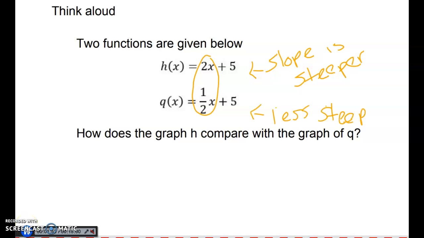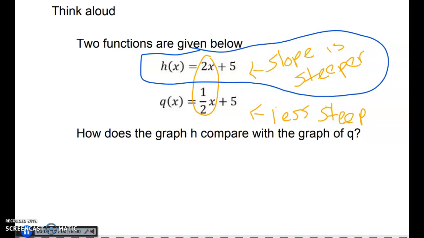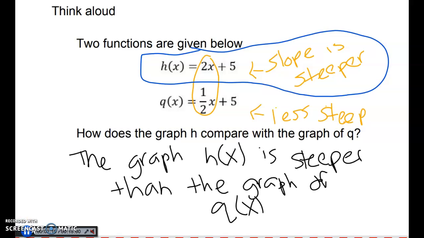So now I'm going to answer my question. It's asking, how does the graph of h compare to the graph of q? So I'm going to look at the equation h of x, and I'm going to circle our notes right here. I want to write a sentence that states that this slope is going to be steeper. So my sentence is, the graph of h of x is steeper than the graph of q of x.